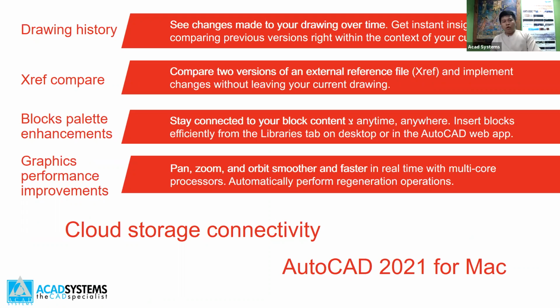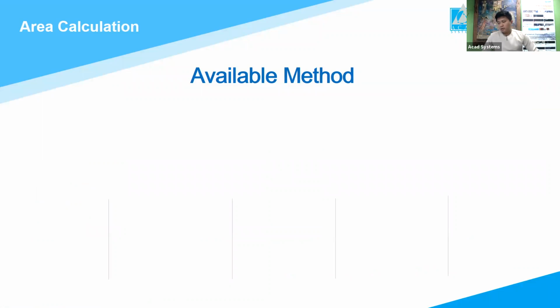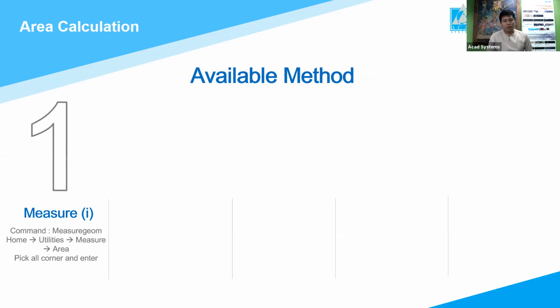All right, so this will be our main objective for today: area calculation using AutoCAD. There are a few methods to do area calculation using AutoCAD. Even if you are using AutoCAD 2013, 2016, 2019, or 2021, the method will be the same. The first method is using Measure, so you can use the command MEA later.